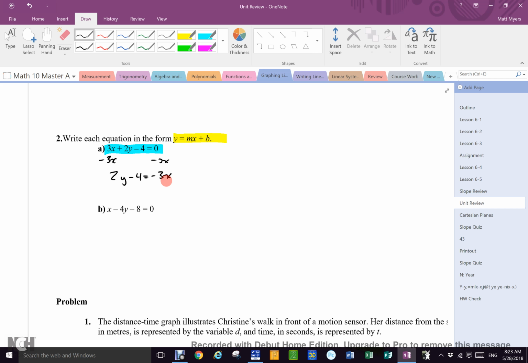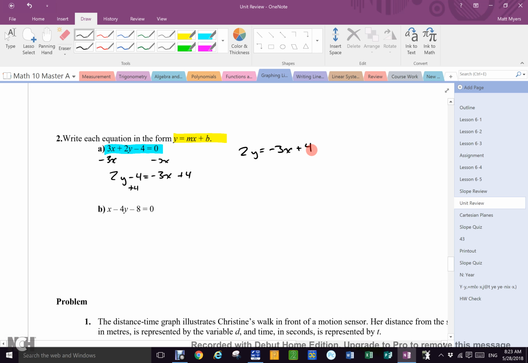Is it positive? Is it isolated? It is still positive, so we're still not moving it. Is it isolated? No. What's in the way of it being isolated? Negative 4. How do I get rid of negative 4? I add 4. So now I have 2y equals negative 3x plus 4.